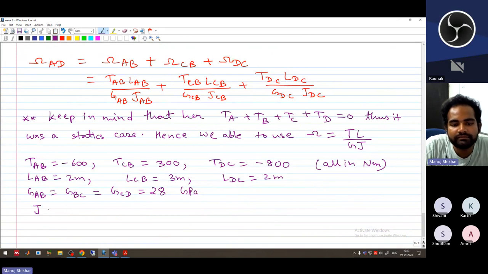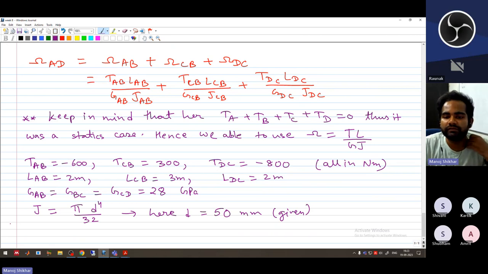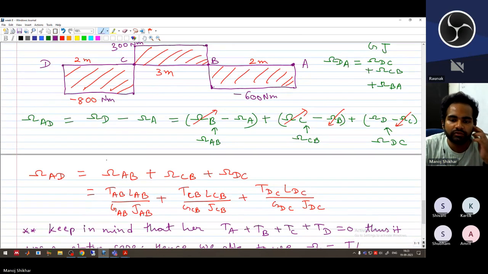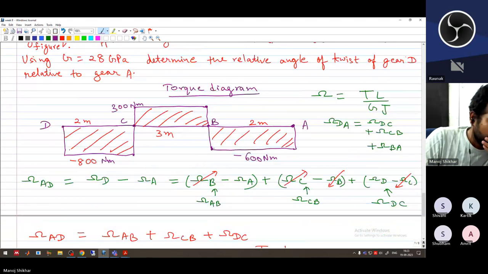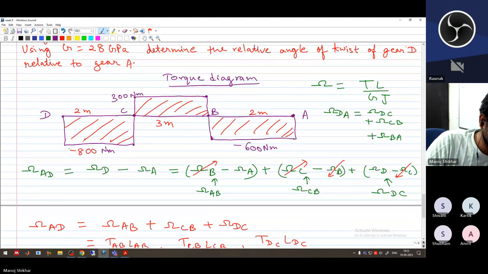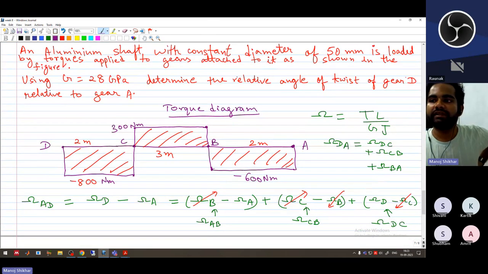You can also find the polar moment of inertia J by using this formula, pi d to the power 4 by 32. Here d equal to 50 mm, given in the question. Okay, given in the question. So you use these formulas, you put all the values here, and you will be able to find what is omega AD. So I hope this question is clear to you. They have given you 50 mm.